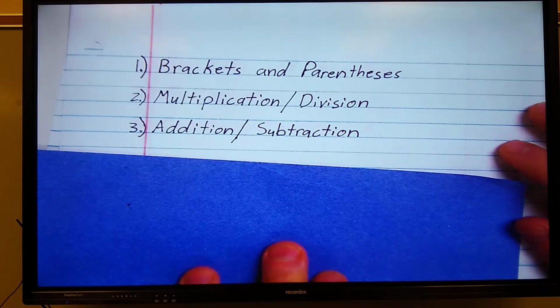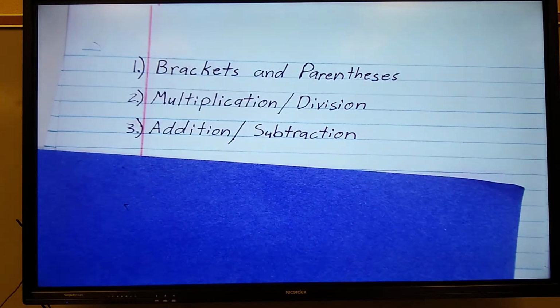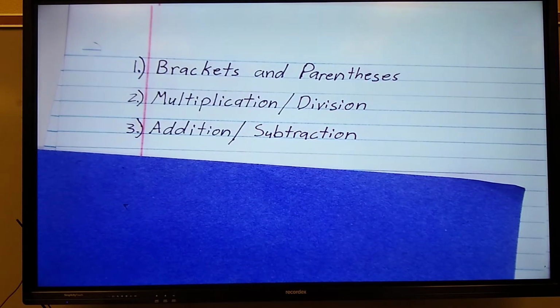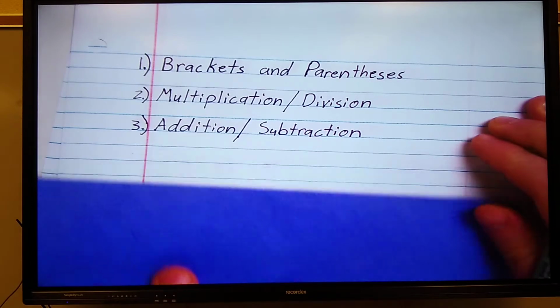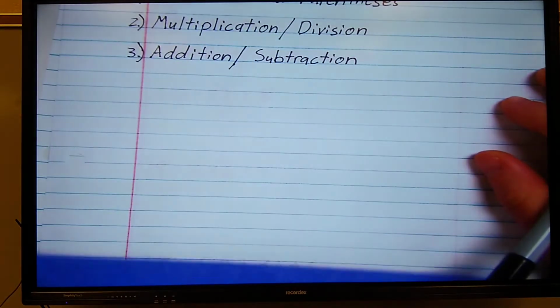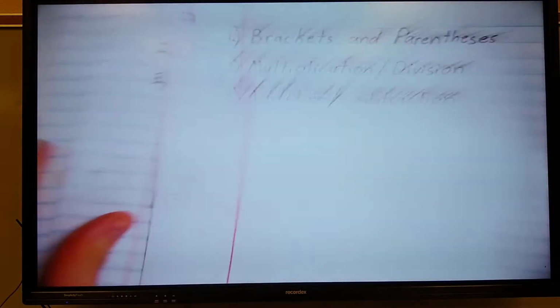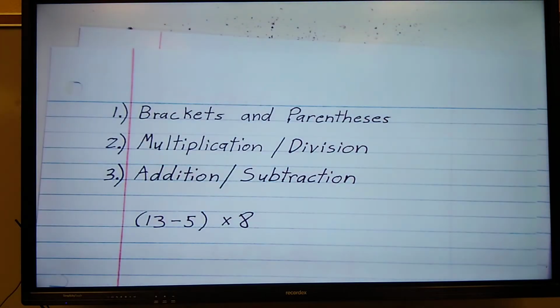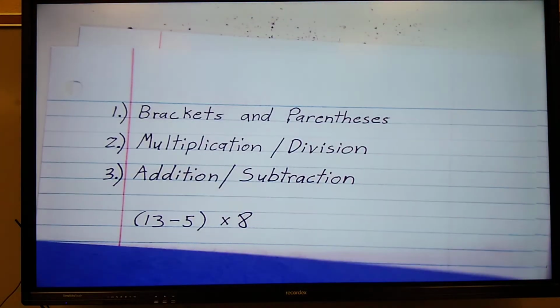Of course, we got brackets and parentheses as our first step. Multiplication and division from left to right. Addition and subtraction from left to right. That's our steps. So let's look at the first beautiful problem. Of course, I don't have my beautiful problem up here. Sorry about that. Here it is.